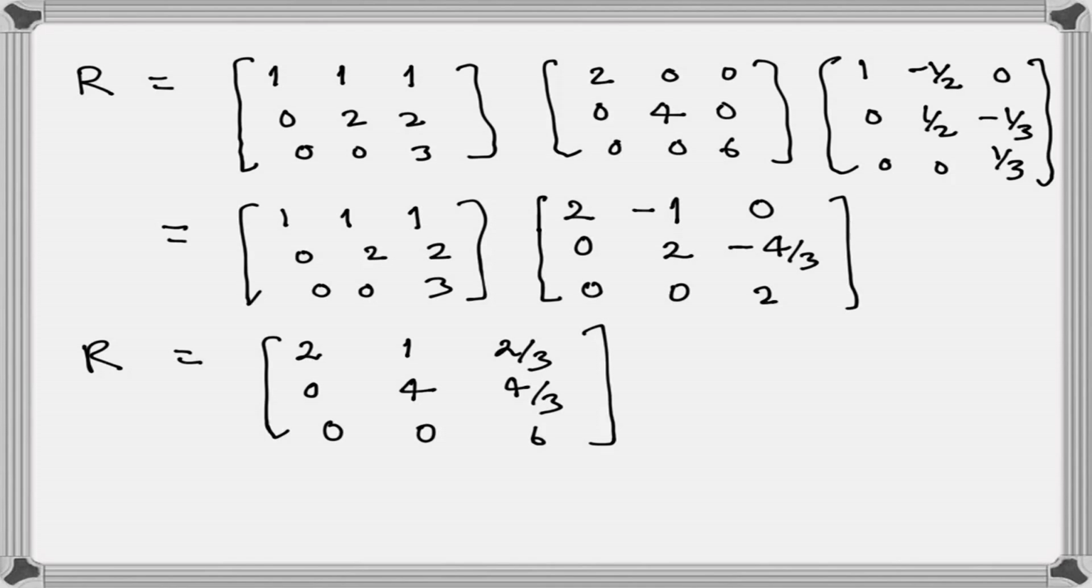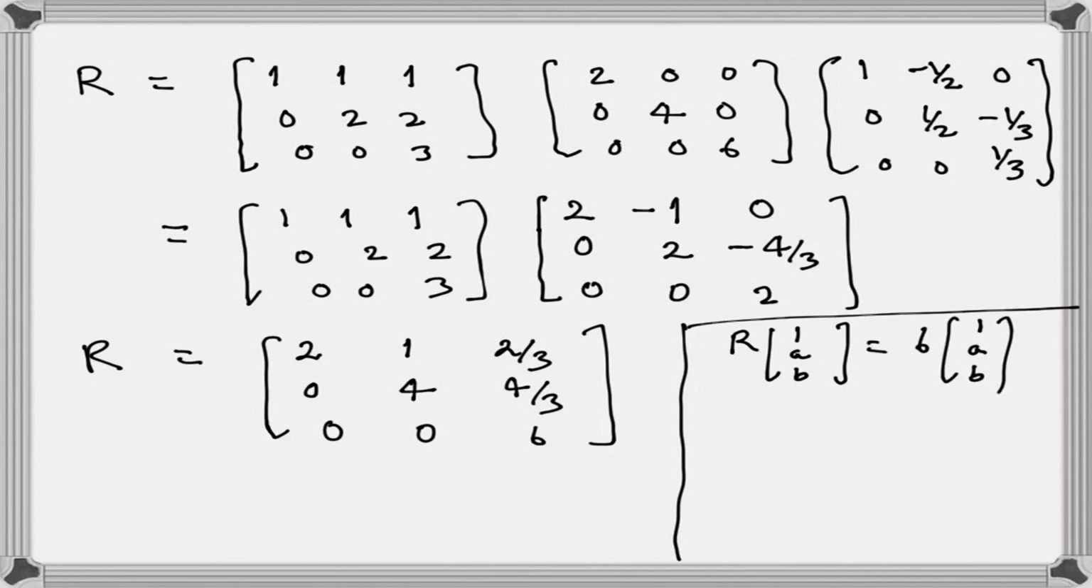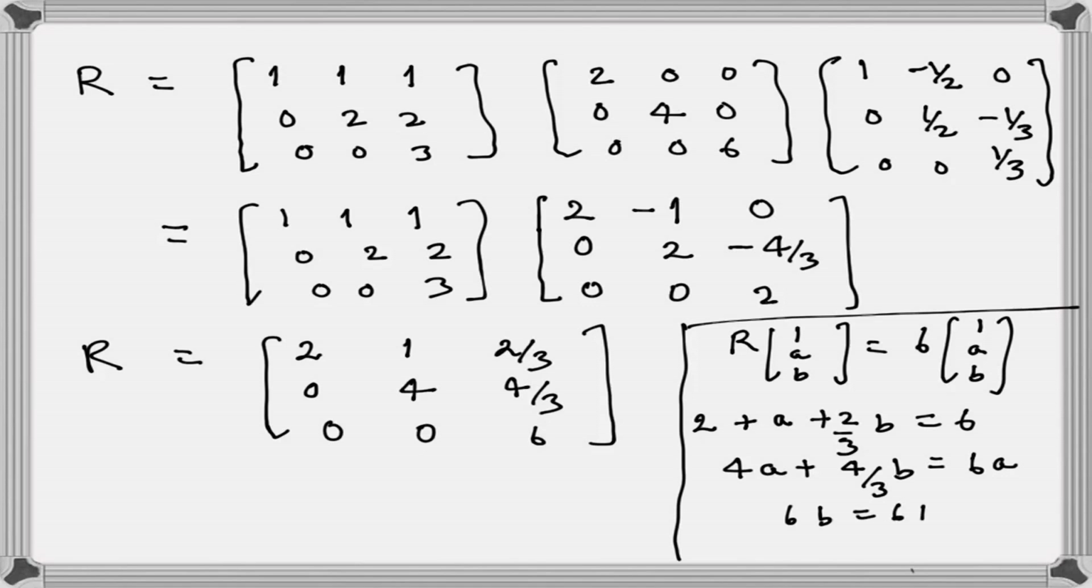Now what is given is that R times the vector (1, a, b) equals 6 times (1, a, b). If you multiply R with (1, a, b), you get 2 plus a plus 2 by 3 b equal to 6, then 4a plus 4 by 3 b equal to 6a, and 6b equal to 6b.